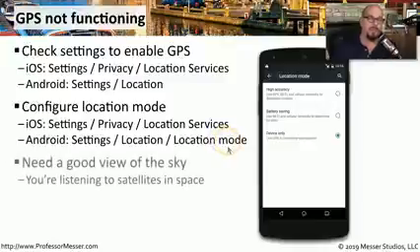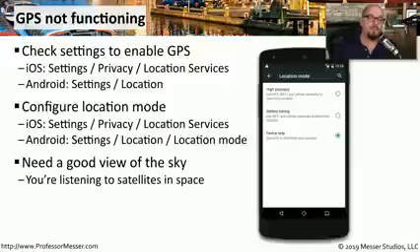And of course, because these GPS signals are coming from satellites, we need a good view of the sky to be able to get an accurate representation of where we may be.